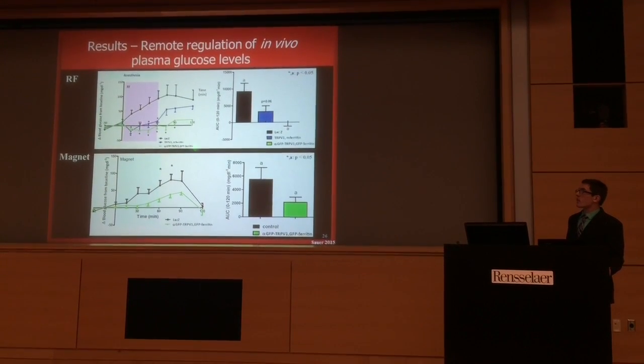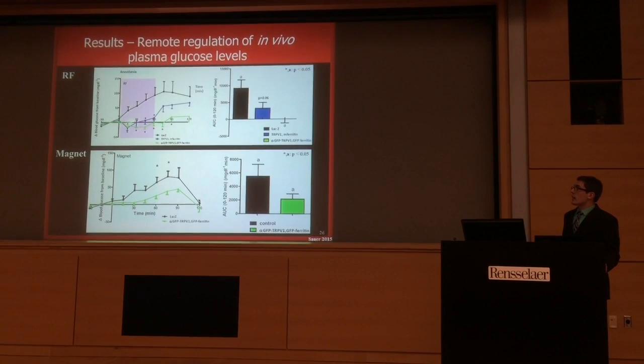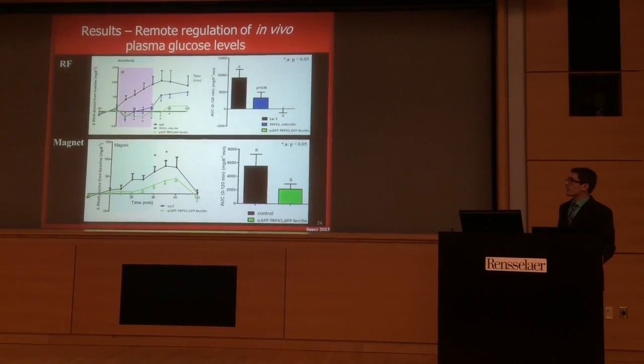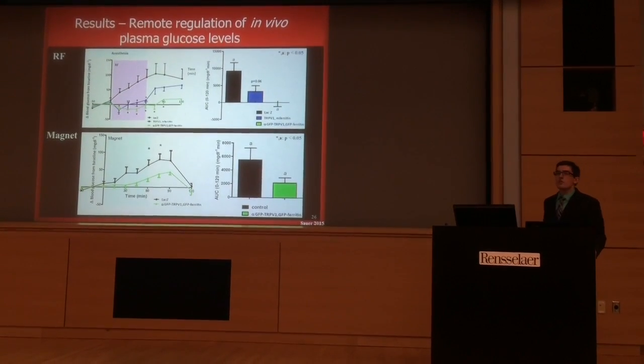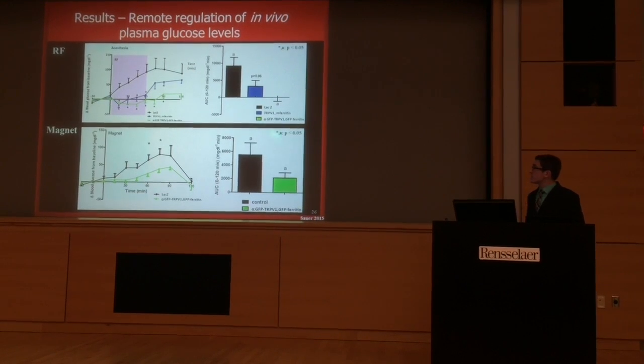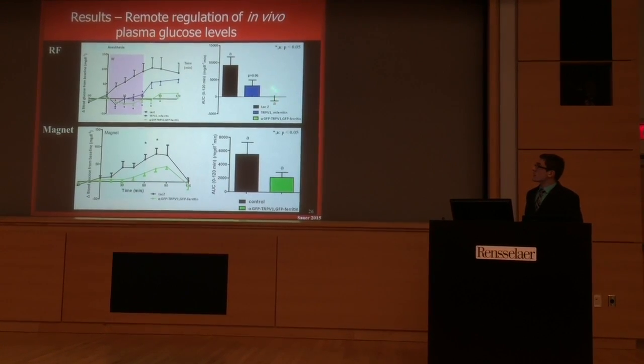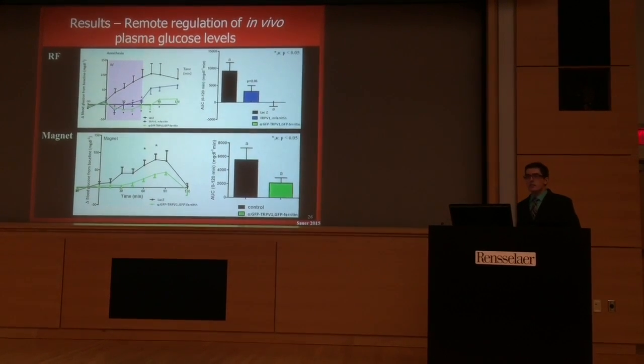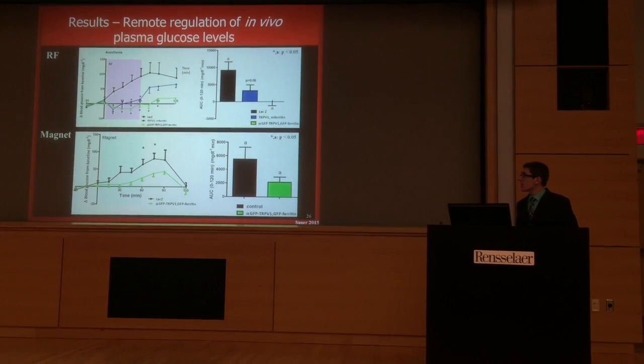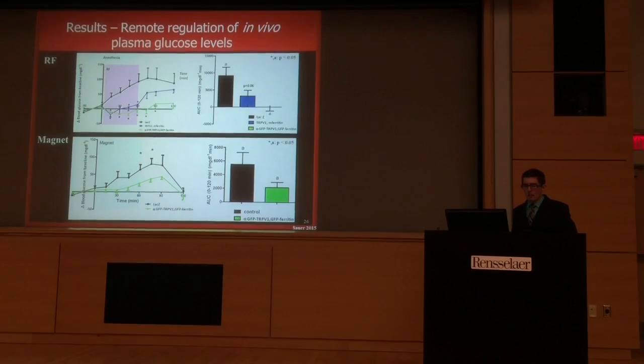However, in the presence of RF, that positive response is entirely abrogated, and with a magnet, it's largely and significantly abrogated. And we can see over here, with localized ferritin treated with RF, we see a dramatic decrease in blood glucose, and with a magnet, slightly less, albeit still significant.